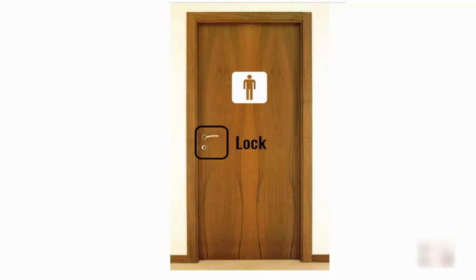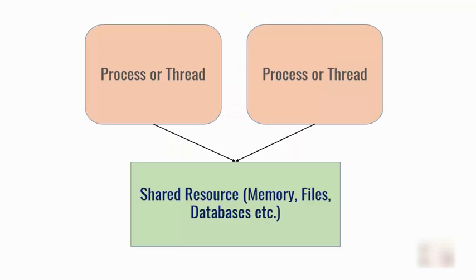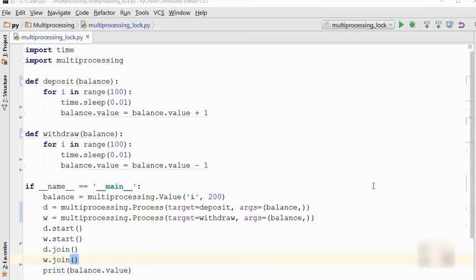Similarly, in programming world, whenever two processes or threads are trying to access a shared resource such as a shared memory, a file or a database, it can create a problem. So you need to protect that access with a lock. What happens if you don't add that protection? I'm going to show that by running this code.